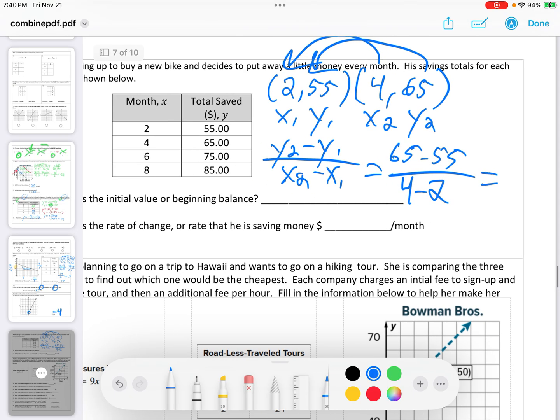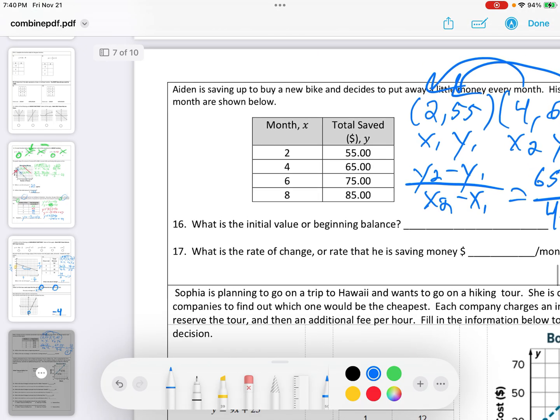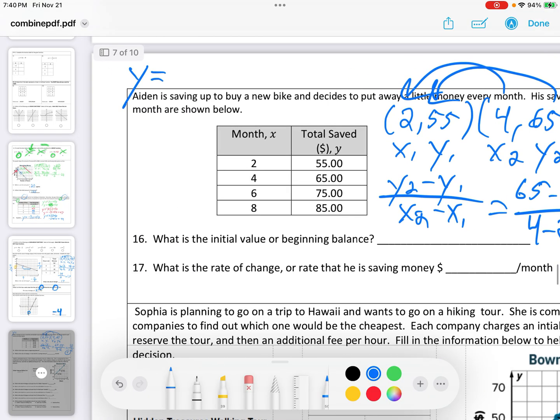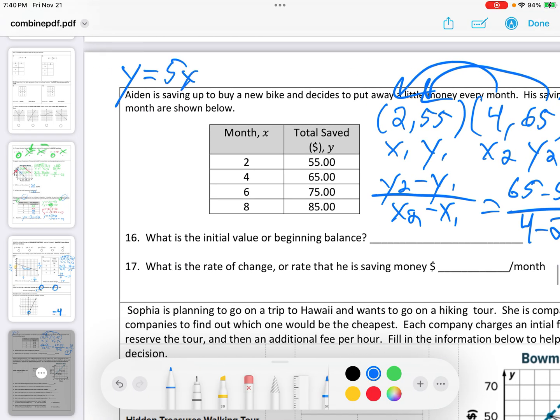Okay, 10 over 2. There you go. So that's 5. Slope is 5. All right, now we need to find the y-intercept, which is the beginning balance. y equals 5x, but we don't know what b is yet. So we're going to use any one of these points. Might as well use the first two. That's what a math person would do because they'd say, hey, the numbers are lower. Why not just use that one? So that's what I'm going to do.